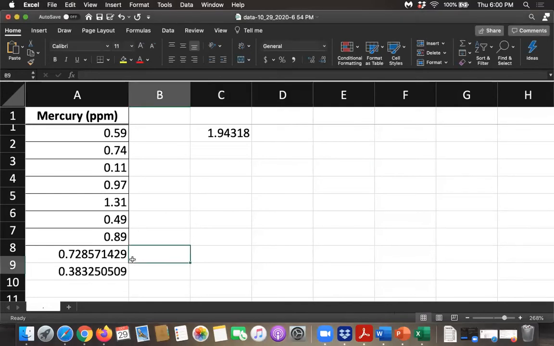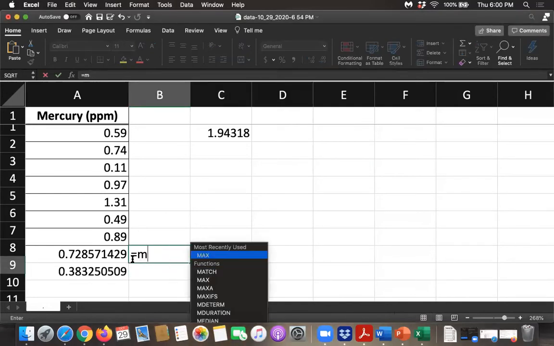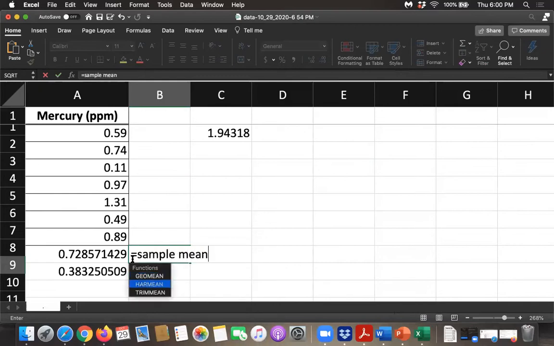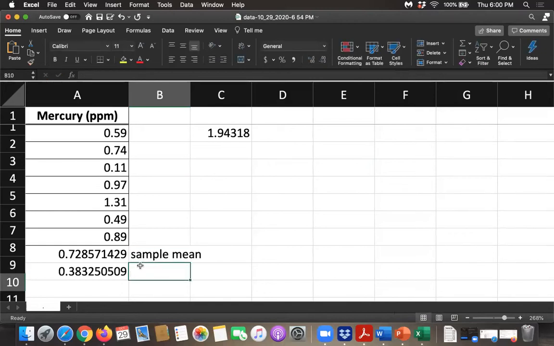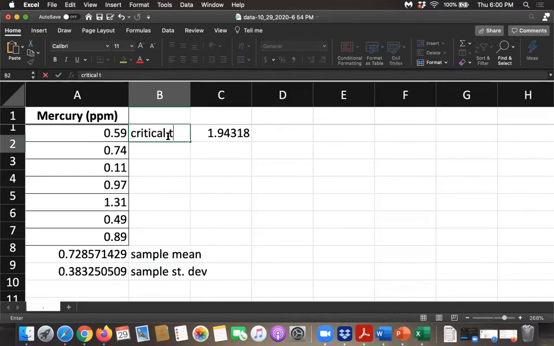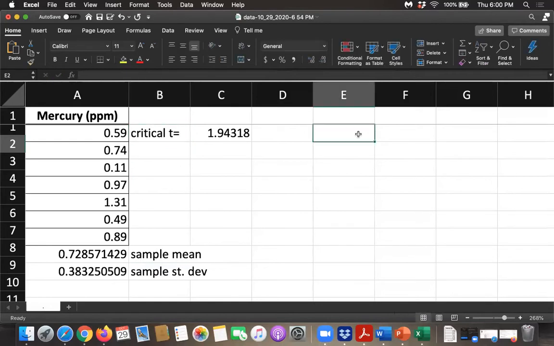So this down here, that's the sample mean. Sorry, I don't want to have equals there. So that was the sample mean. And then this one was the sample standard deviation. And this was the critical t-value from that student t-distribution. Okay, now the upper and lower bounds, well, let's find the margin of error first.